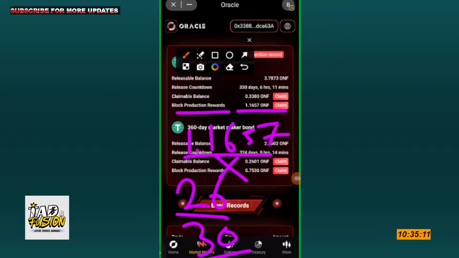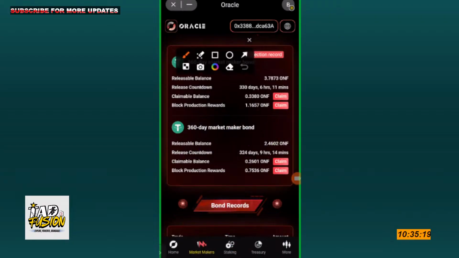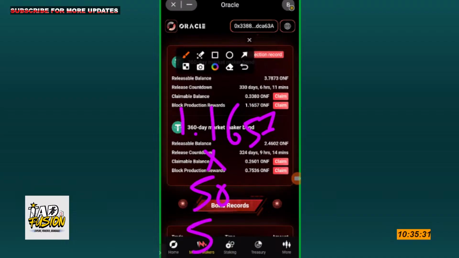Now, that's when the price of the token remains at 26. But when it goes to 50, I will get 1.1657 times 50. So I will have $58 as profit. Now, the more the coin increases in the price, the more profit you make.